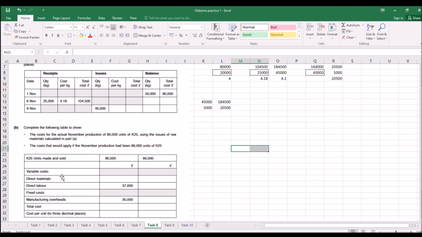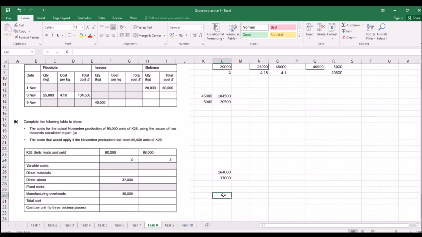Right, direct materials. So we've got direct materials, 164,000 there. Direct labour, 37,000. Manufacturing overheads of 35,000. Total cost. And that's for 80,000 production. So the cost per unit would be that figure there divided by 80,000.